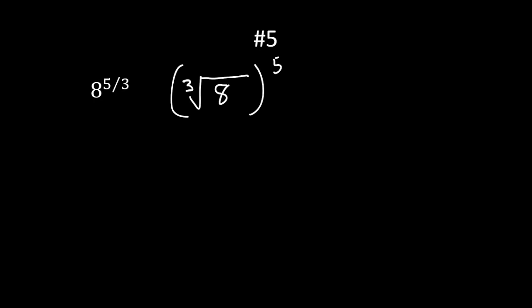So when you look at it this way, I always like to do the root first. So the third root of 8 is 2, because 2 times 2 times 2 is 8. So this is really like 2 to the 5th power, because all of that parenthesis just becomes 2, and 2 to the 5th power is 32.